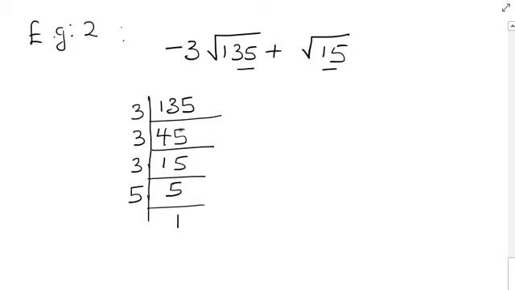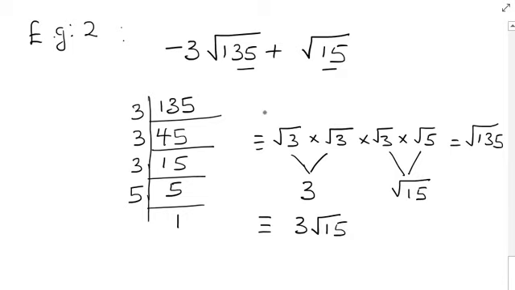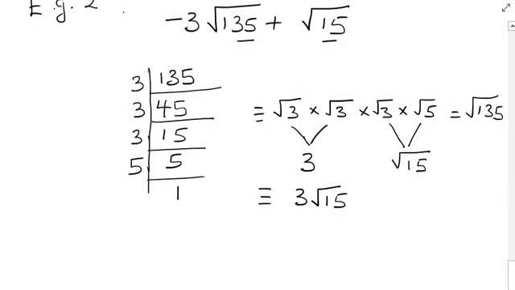So now I need to rewrite it: root 3 times root 3 times root 3 times root 5, which will give us root 135. But we can group them together. When you have root 3 times root 3, that will give us 3. So we can say this is 3, then roots. Root 3 times root 5 would be root 15. So 3 root 15. So we've converted root 135.